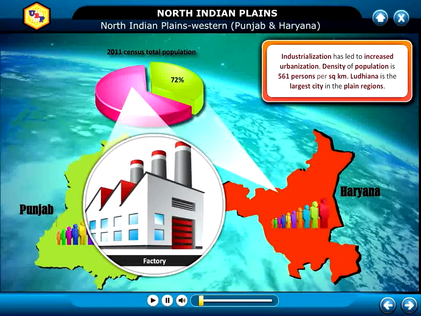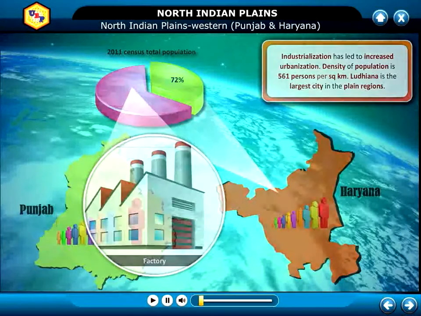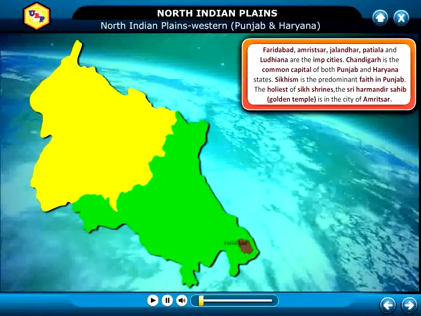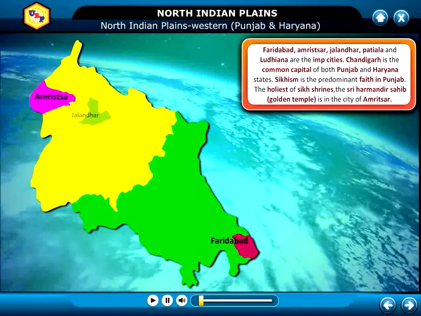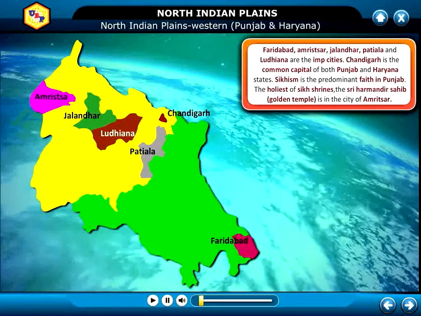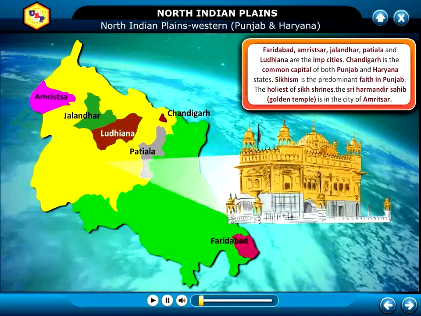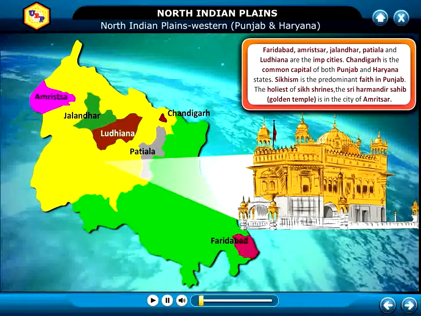Ludhiana is the largest city in the plain regions. Faridabad, Amritsar, Jalandhar, Patiala and Ludhiana are the important cities. Chandigarh is the common capital of both Punjab and Haryana states. Sikhism is the predominant faith in Punjab. The holiest of Sikh shrines, the Shri Harmandir Sahib Golden Temple, is in the city of Amritsar.